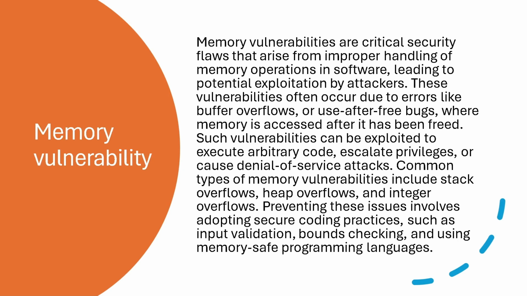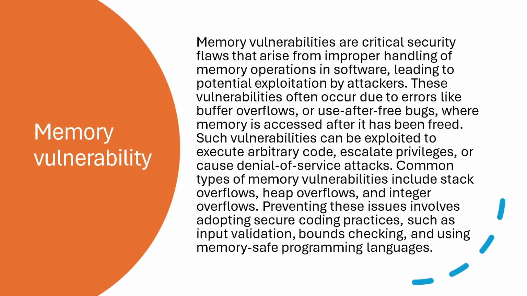Memory vulnerability. Memory vulnerabilities are crucial security flaws that arise from improper handling of memory operations in software, leading to potential exploitation by attackers. These vulnerabilities often occur due to errors like buffer overflow or use after free bugs, where memory is accessed after it has been freed. Such vulnerabilities can be exploited to execute arbitrary code, escalate privileges, or cause DoS attacks. Common types of memory vulnerabilities include stack overflows, heap overflows, and integer overflows.